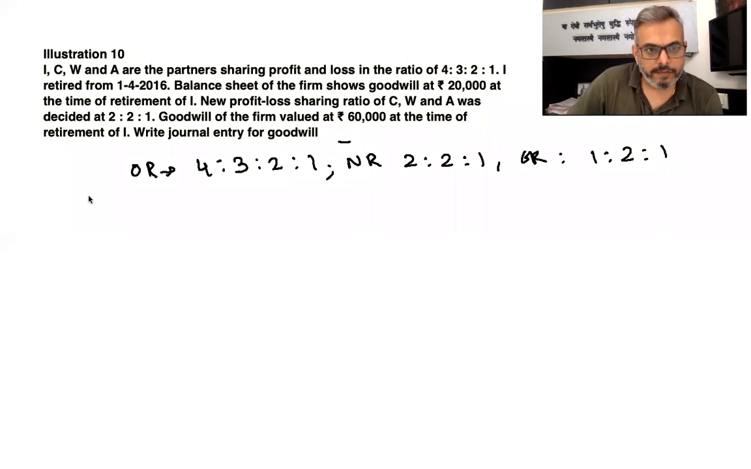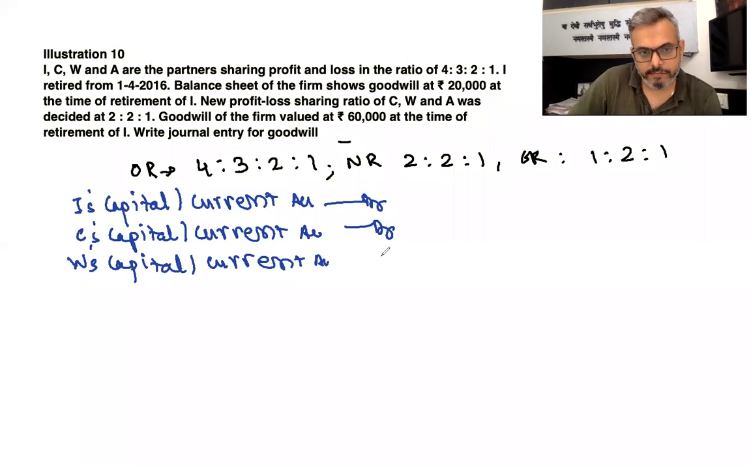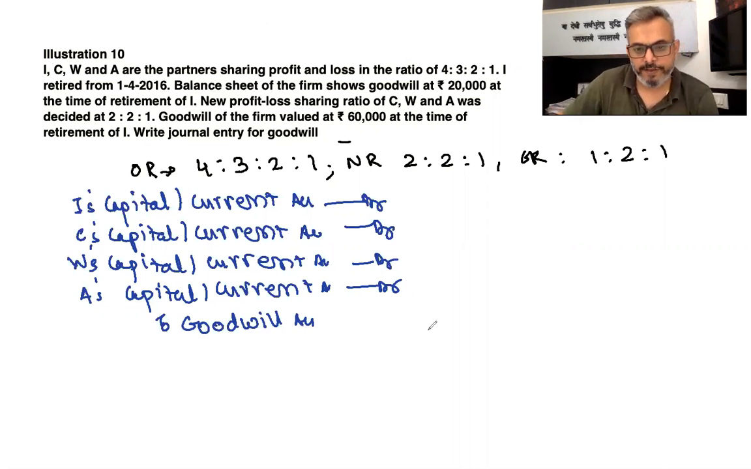So I's capital or current account debit, C's capital or current account debit, W's capital or current account debit, A's capital or current account debit to goodwill account. Now goodwill, old goodwill is of rupees 20,000.